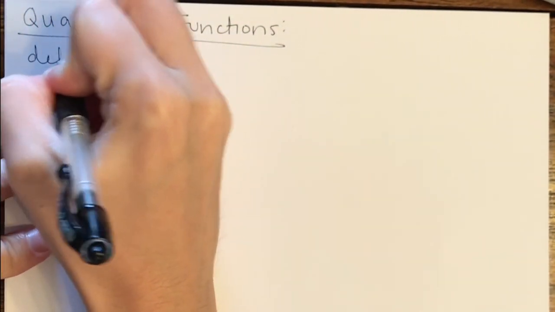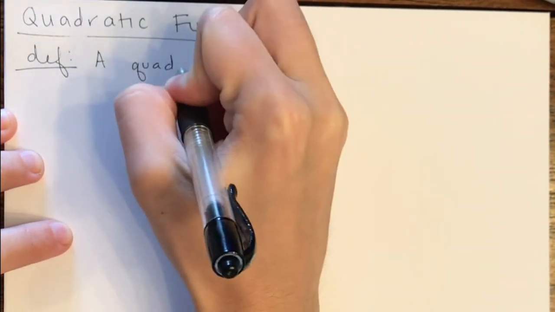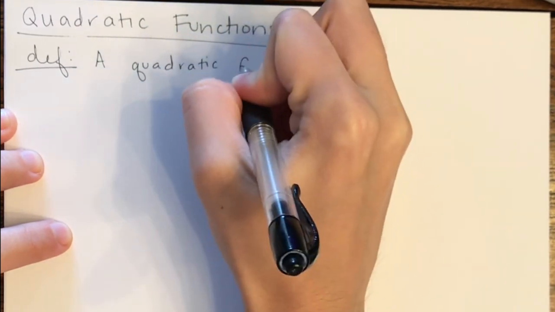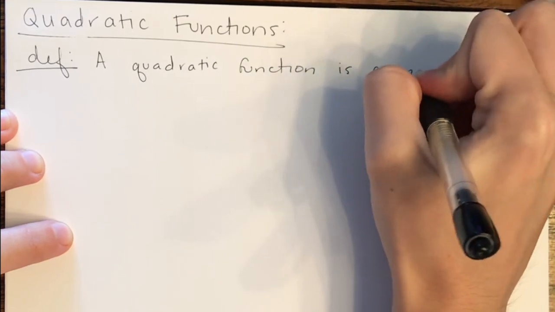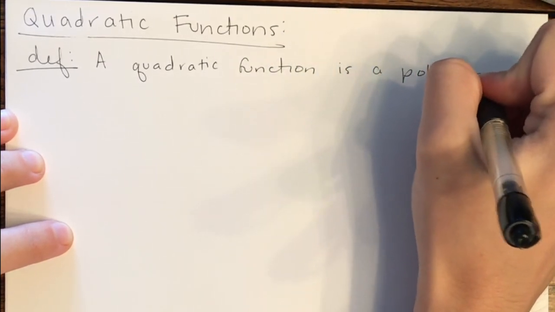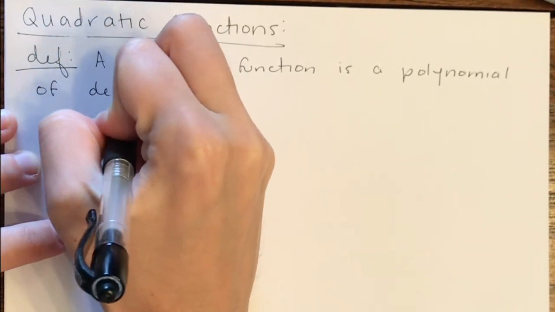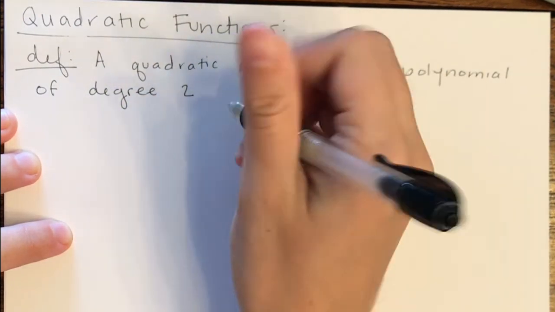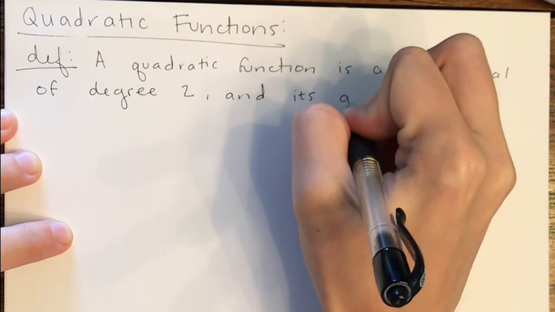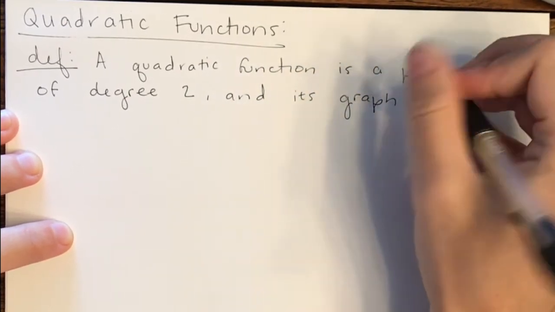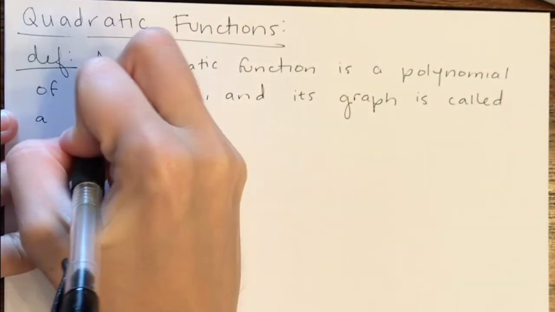So, definition. Let's get straight into it. A quadratic function is a polynomial of degree 2, and its graph is called a parabola.